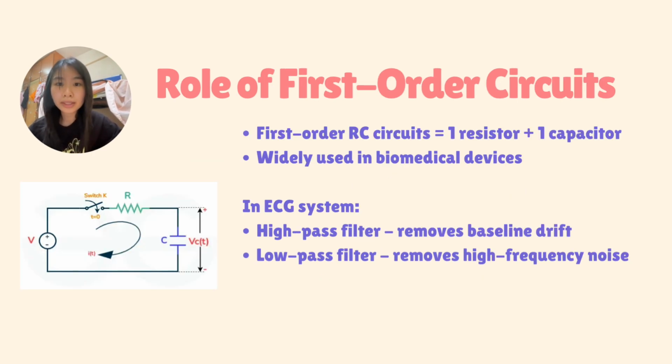So, now I'm going to talk about the role of first-order circuits in ECG. First-order RC circuits consist of one resistor and one capacitor, and due to their simplicity, they are widely used in biomedical devices such as ECG. In ECG systems, they function as high-pass and low-pass filters for signal conditioning.